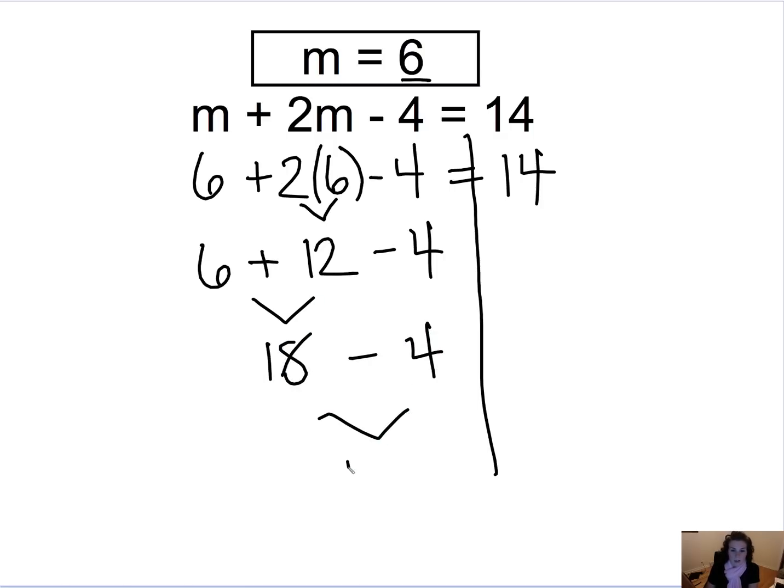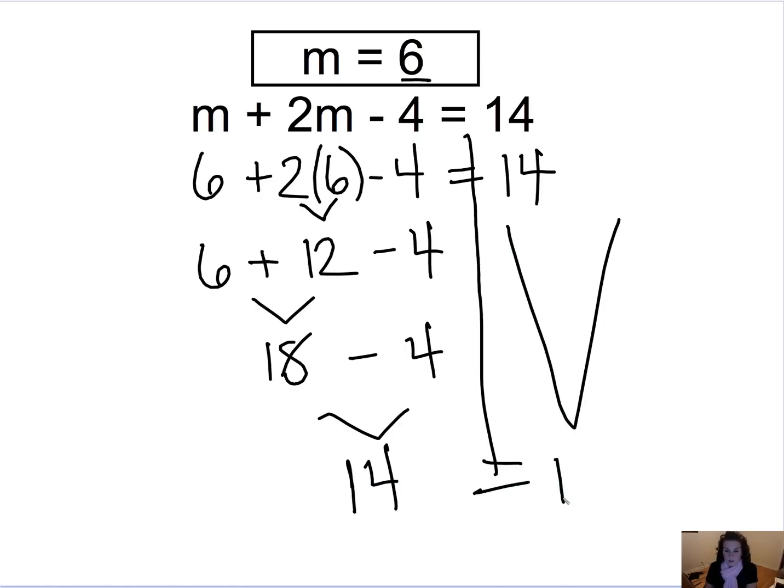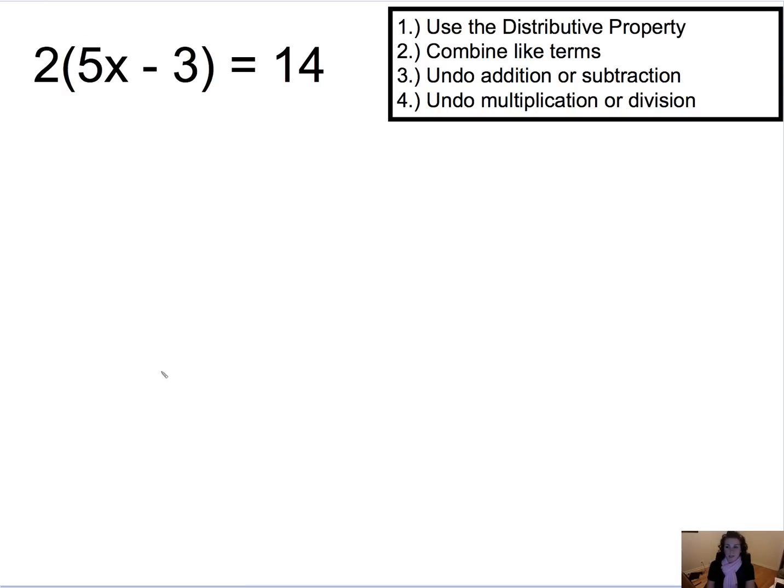And then 18 minus 4 is 14. On the other side, we have nothing to do. It's just 14. This is a true statement, so it's correct. And we're done. Let's go on to the second example.